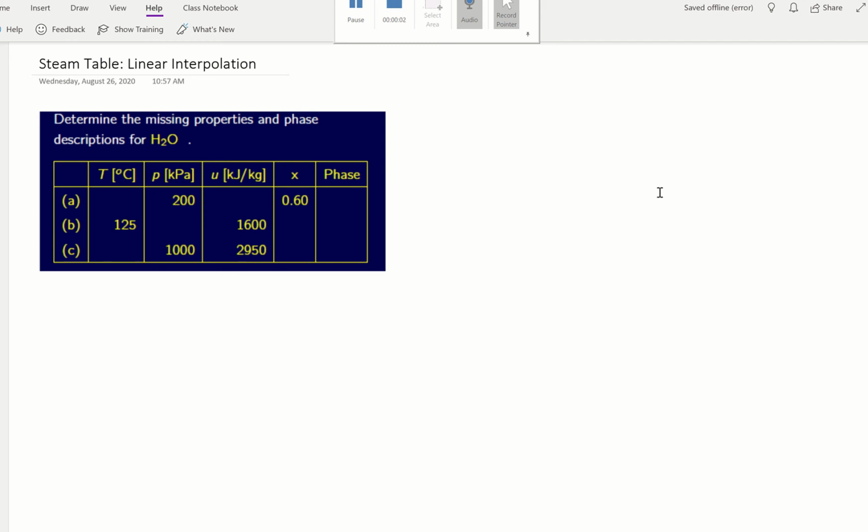Hi, in this video we're going to continue looking at using the steam table, and through this example the goal is to apply linear interpolation to solve for some unknown property. Here we just focus on part C because we did questions A and B in the previous video. In this problem, two properties are given. The first one is pressure, 1000 kilopascal, and the specific internal energy, 2950 kilojoule per kilogram. Then we need to find the temperature, quality, and phase.